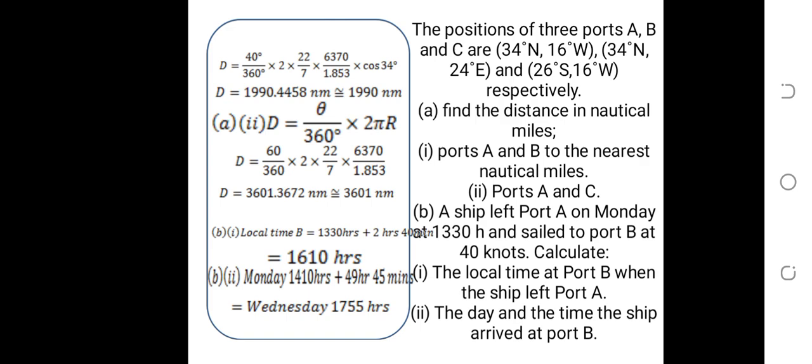B. A ship left Port A on Monday at 13:30 hours and sailed to Port B at 40 knots. Calculate 1. The local time at Port B when the ship left Port A, 2. The day and the time the ship arrived at Port B.